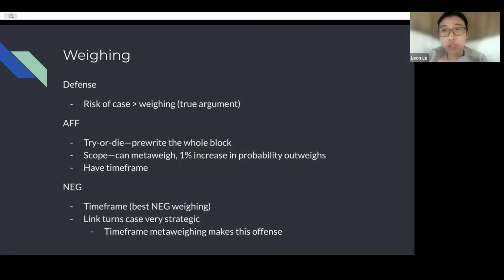And something interesting here is that time frame meta weighing would make this offense, right? So if you're winning that the negative's link happens before the affirmative's argument, and you're winning that the negative's link makes cartels worse or causes extinction faster, then because living longer always increases value of life, you know that voting affirmative would accelerate the impact that they have said, which only makes their impact worse and is offense for the negative. Yeah, I think that's about it.